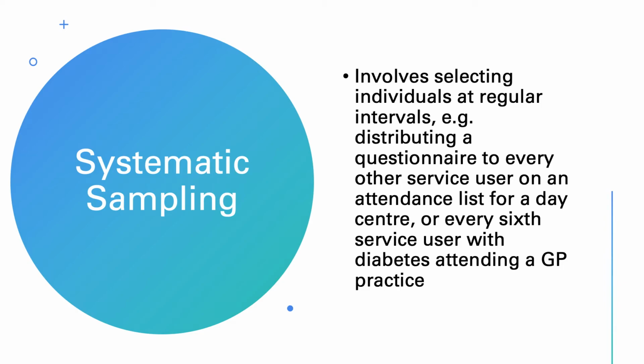It's the same if you're doing an interview or a survey on the street: you might ask every fourth person who walks past you. Now, with systematic sampling, you can focus on a particular group of people. If you wanted to find information, say, about diabetes, then you could systematically ask people who were attending a GP practice for diabetes.